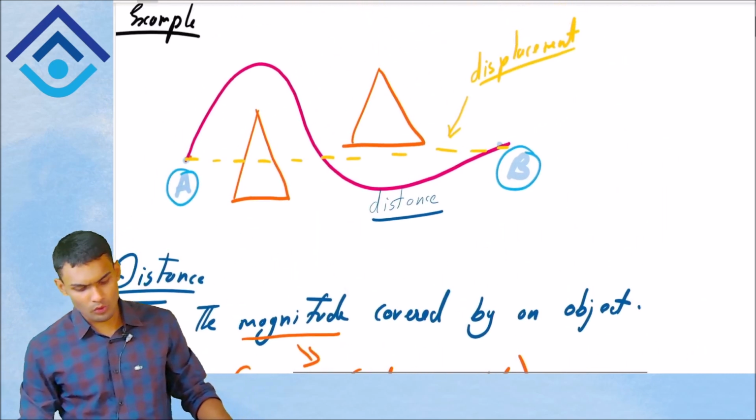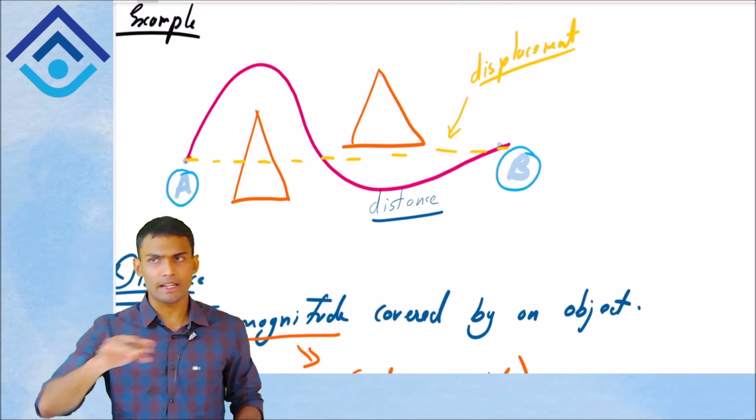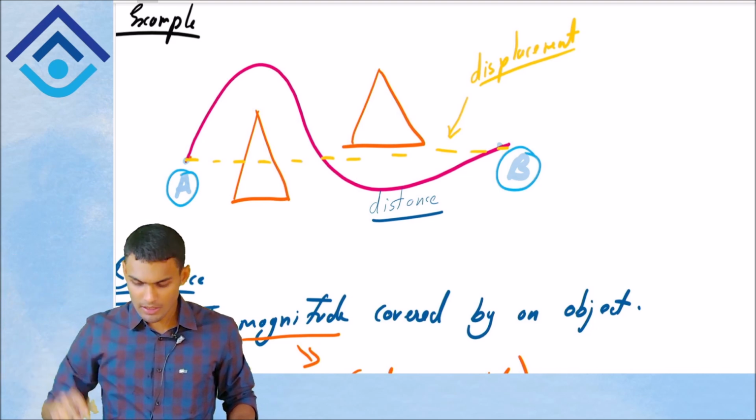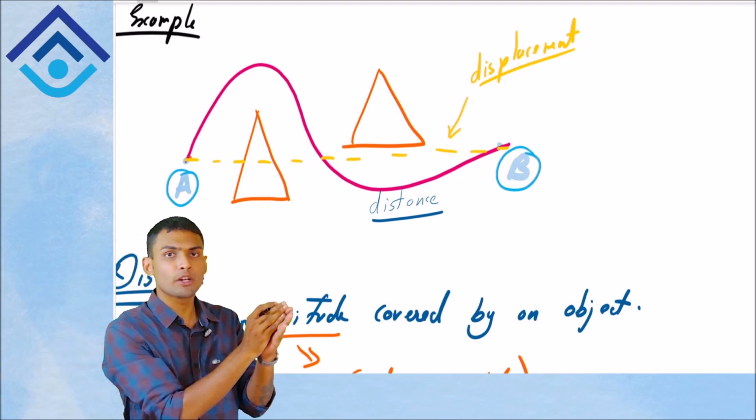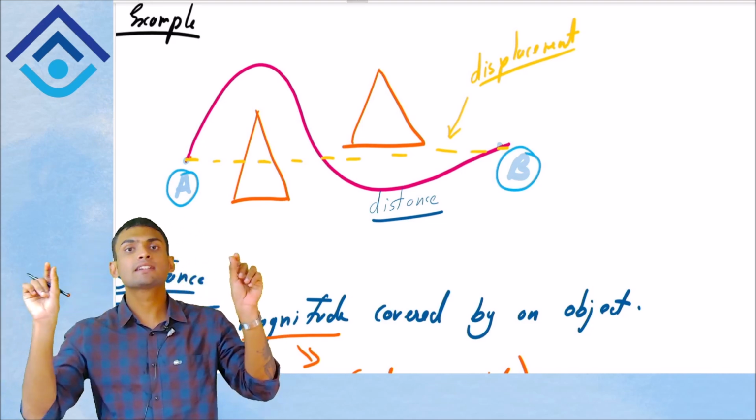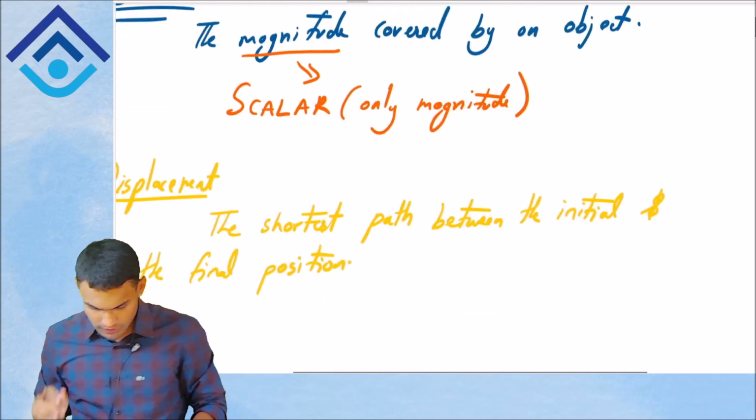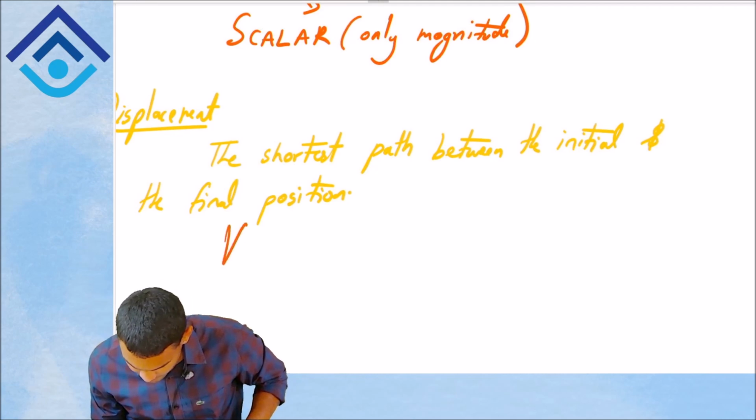Even if I move around these mountains, the distance covered is basically the pink line, that is the magnitude that I've covered. However, displacement is not about that. Displacement is my starting point, which is A, my ending point B, a straight line, the gap between them. Is this part clear? So that is what displacement is all about. Now this, unlike distance, is a vector quantity.